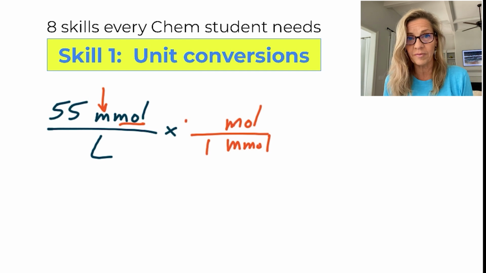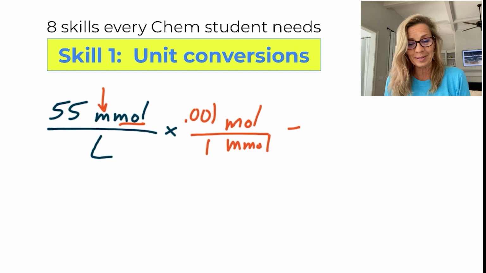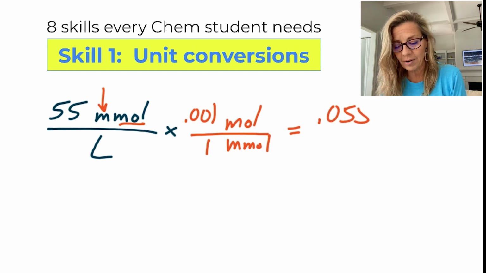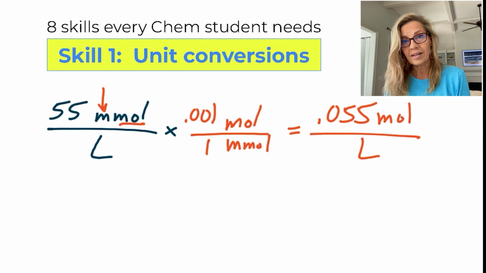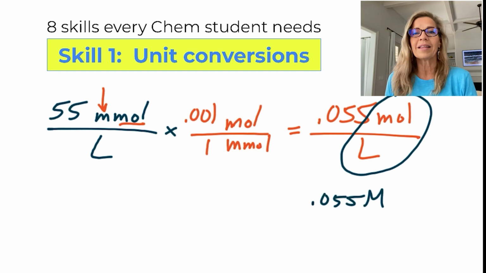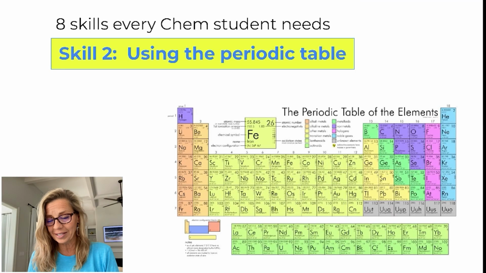Well, milli is defined as 1,000th, so a millimole is 1,000th of a mole. So we would divide that by 1,000, and we would get 0.055 moles per liter. Looky there, that looks like molarity. So this would be 0.055 molar. And so that's just a way of showing concentration. So I hope you can do those conversions.